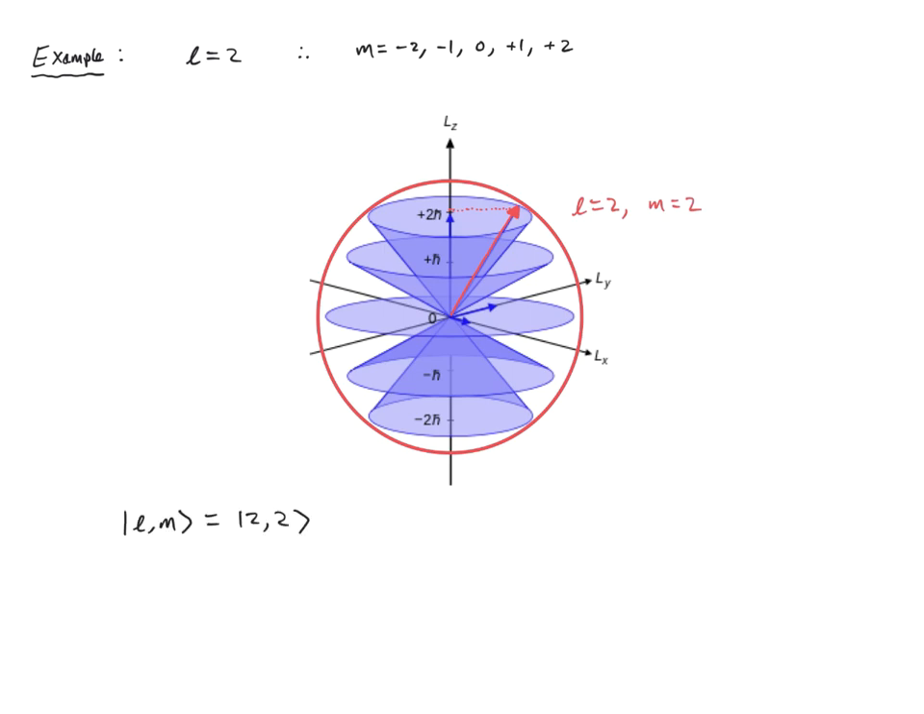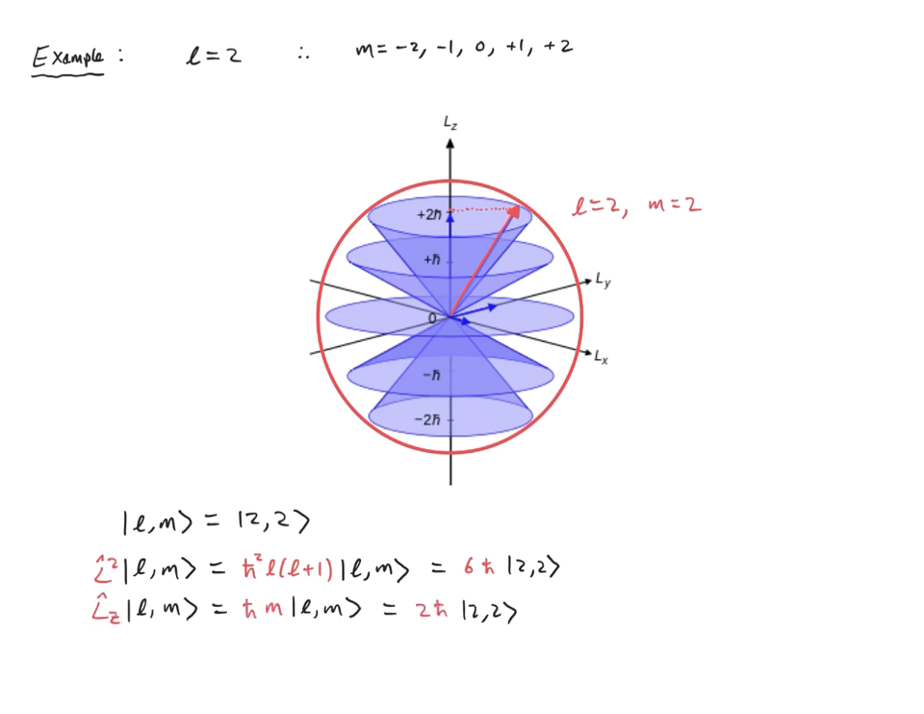So let's consider the specific state with L equals 2 and m equals 2. If we apply the operator L squared, we get h bar squared times L into L plus 1, which in this case would give us 6 h bar squared times the state 2, 2 back again. If we apply the operator Lz to our state 2, 2, we get h bar times m times the state back again, which in this case is 2 h bar times the state 2, 2.